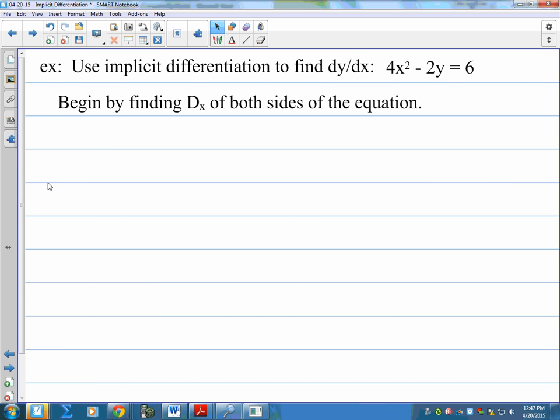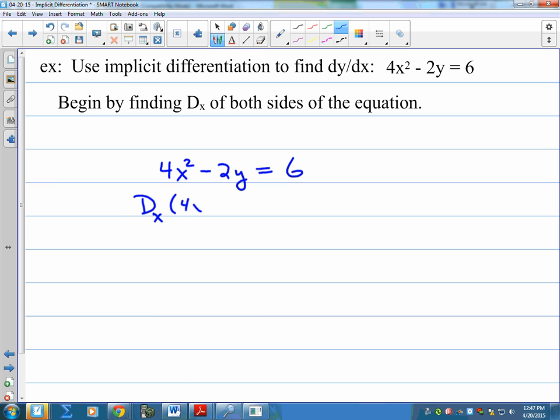So here's the implicit form of the question from that main page of notes. I've got 4x squared minus 2y equals 6, and I want to find the derivative implicitly rather than rearrange it so that it's y equals. My directions say the first thing to do is take the derivative of both sides of my equation. So I'm going to take the derivative with respect to x of my 4x squared minus 2y, that's the left side, and then the derivative of my constant 6 on the right.